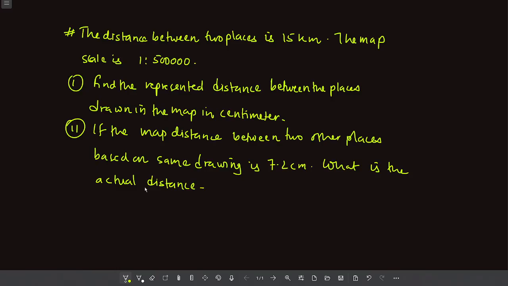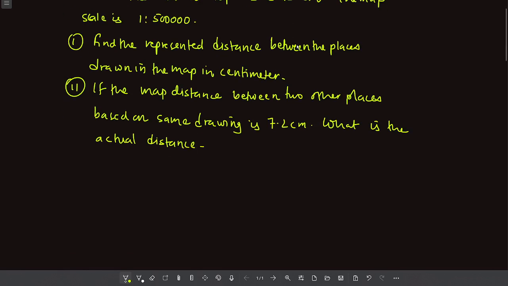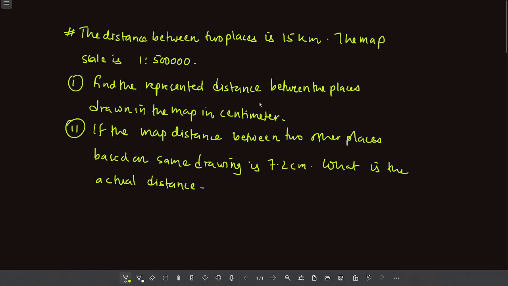I think this question was discussed in our previous class also. Okay, let's discuss it again. The distance between any two places is 15 kilometer. 15 kilometer is the actual distance between those two places. Now the map scale is 1:5 lakh. Find the represented distance between the places drawn in the map in centimeter.